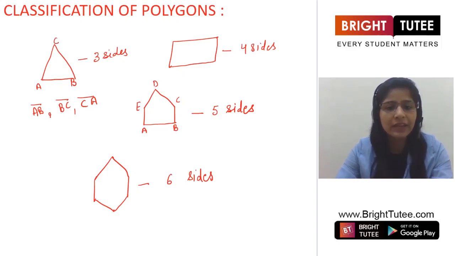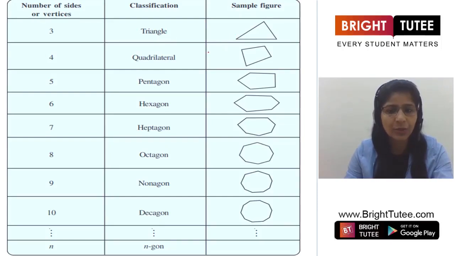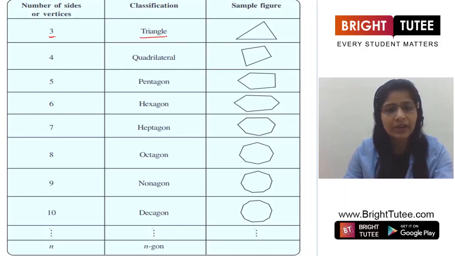So n will denote the number of sides. Here is a table for you that you can see, where the number of sides is written, then the classification, what we call that figure, that name is written, and then the sample figure is given to you. Let us have a look at them one by one. The first one having three sides will be a triangle. Here is the figure for triangle.